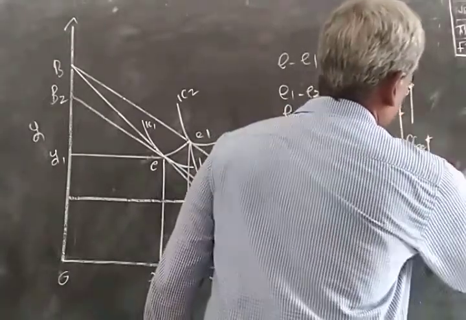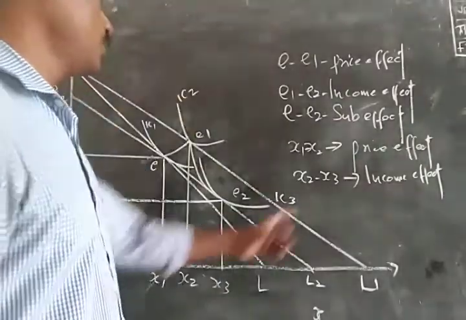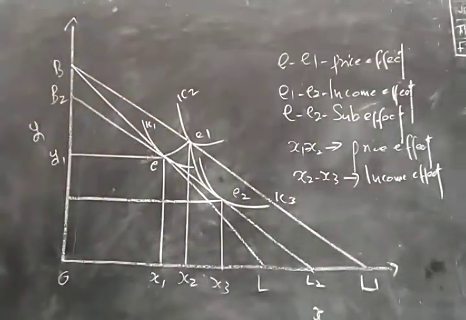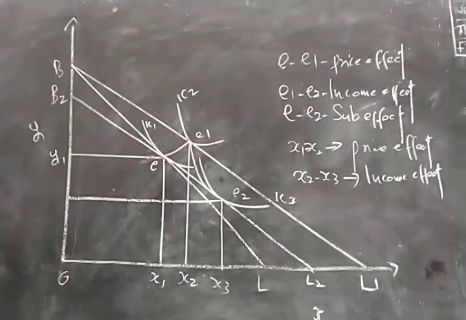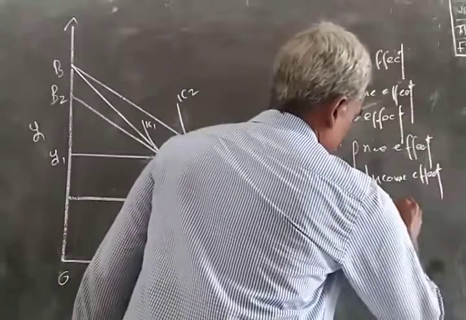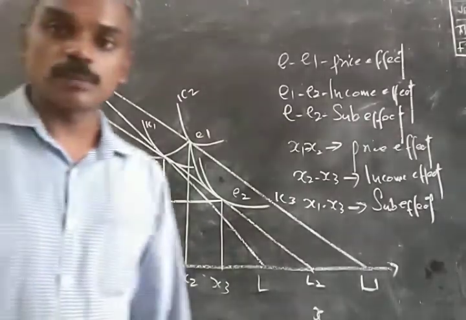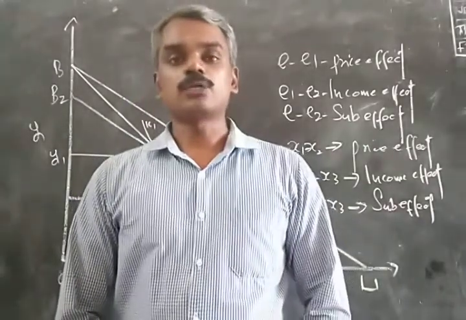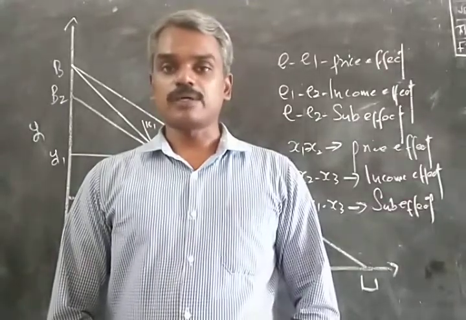This happened when the consumer's increased real income was cancelled out using the cost difference method, and therefore this is called the income effect. And when x2x3 is subtracted from x1x2, we get x1x3, which is the substitution effect, or the movement from E to E2. This is how Slutsky decomposed the price effect into income and substitution effects by using the cost difference method.